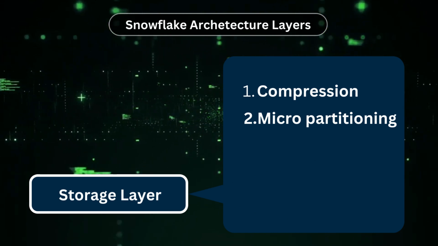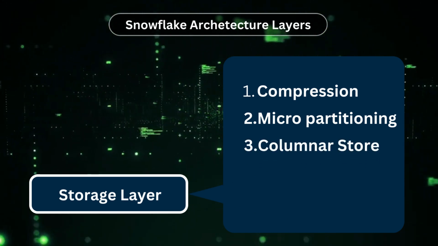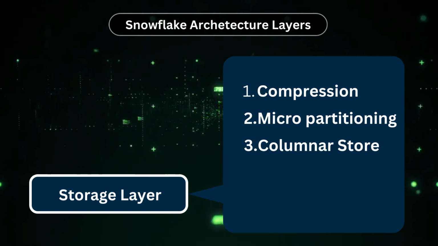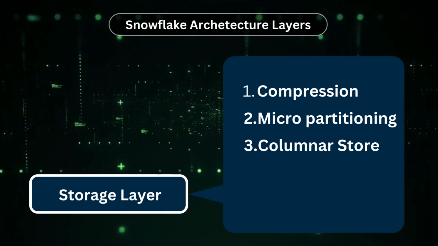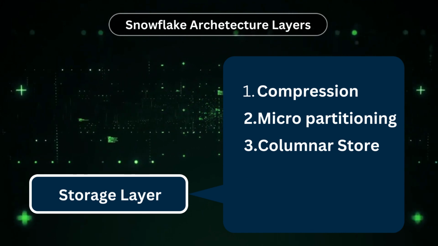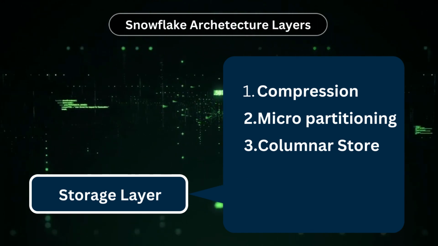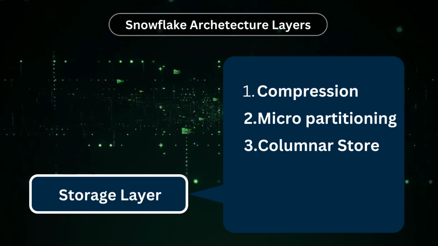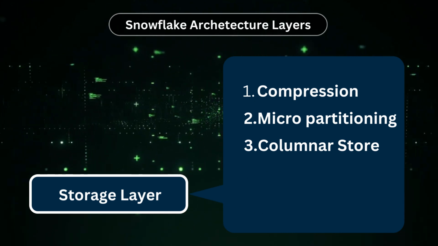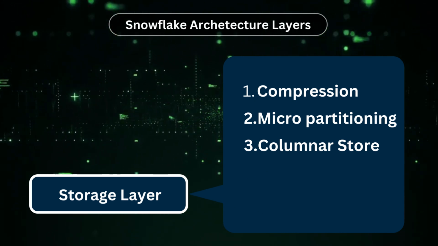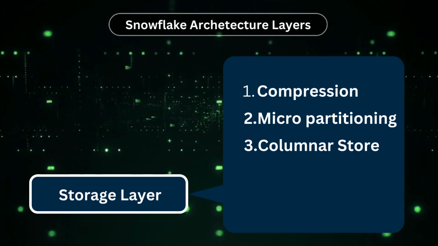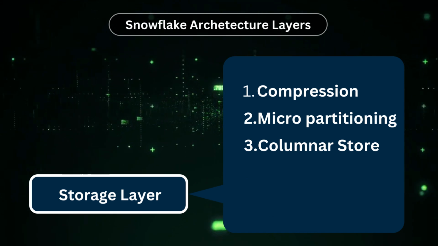Columnar store. Snowflake's storage layer employs a columnar store approach, where data is organized and stored column-wise rather than row-wise. This columnar storage format enhances query performance as it enables efficient data compression, better data compression ratios, and improved data access by reading only the required columns for a particular query.